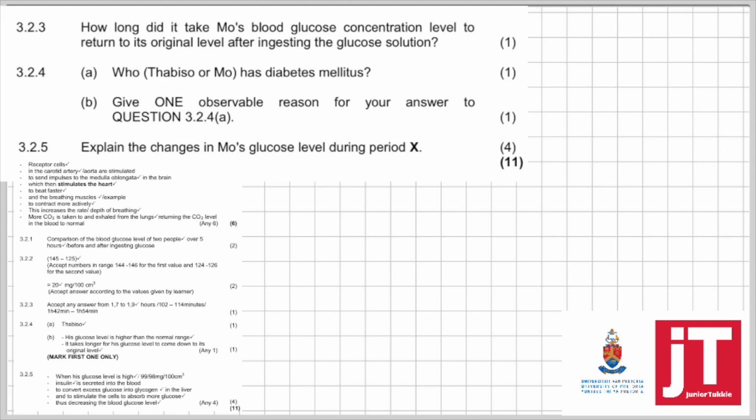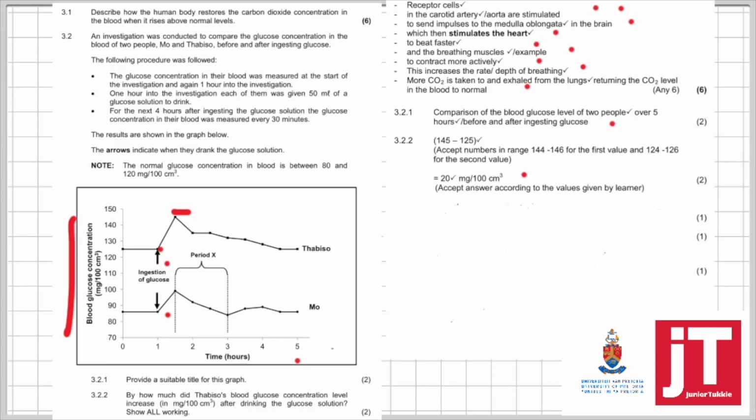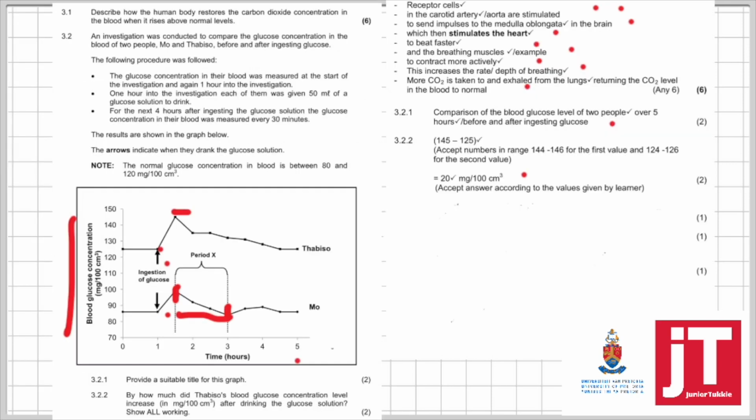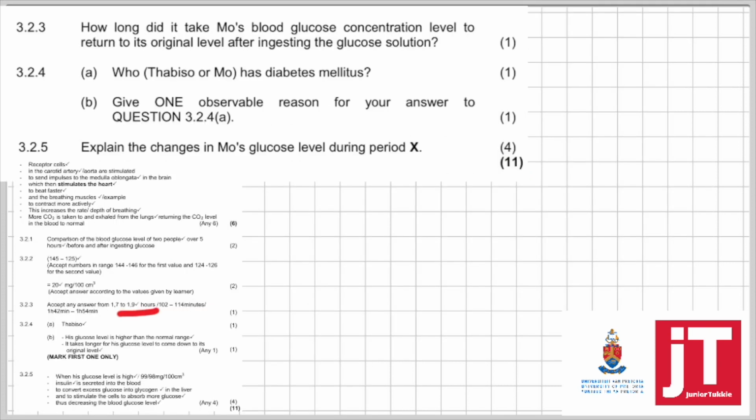3.3. How long did it take Mo's blood glucose concentration to return to its original level after ingesting the glucose concentration? So this is 3.3. Right, if you look here, this is the time after his glucose level increased in 3 to this, and you minus it. The memo accepts anything from 1.7 to 1.9 hours. Of course, if you had the question paper, we could measure clearly, but now we can't do it on the computer. Right. 3 to 4.